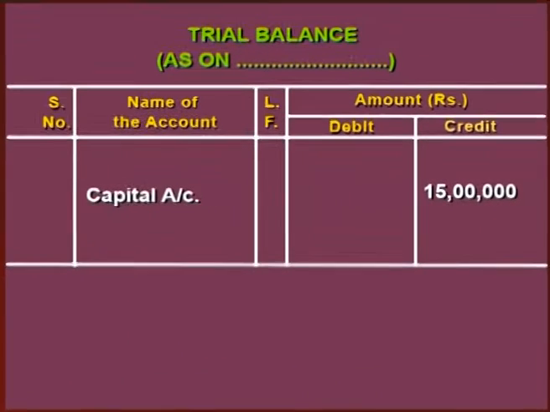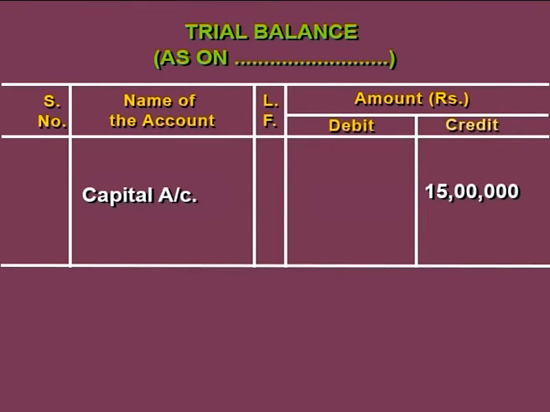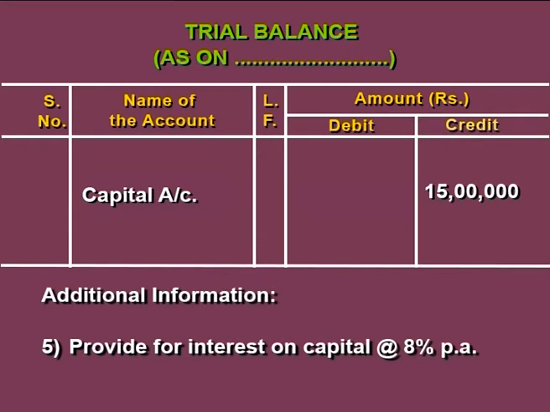As you can see on the trial balance, the particulars column shows the name of the account, that is capital account, and the credit amount column shows the amount of capital, that is 15 lakh rupees. Below the trial balance, you can see that there is additional information which reads: provide for interest on capital at the rate of 8% per annum. Now, let us apply the logic to understand the effect of this adjustment while preparing final accounts.